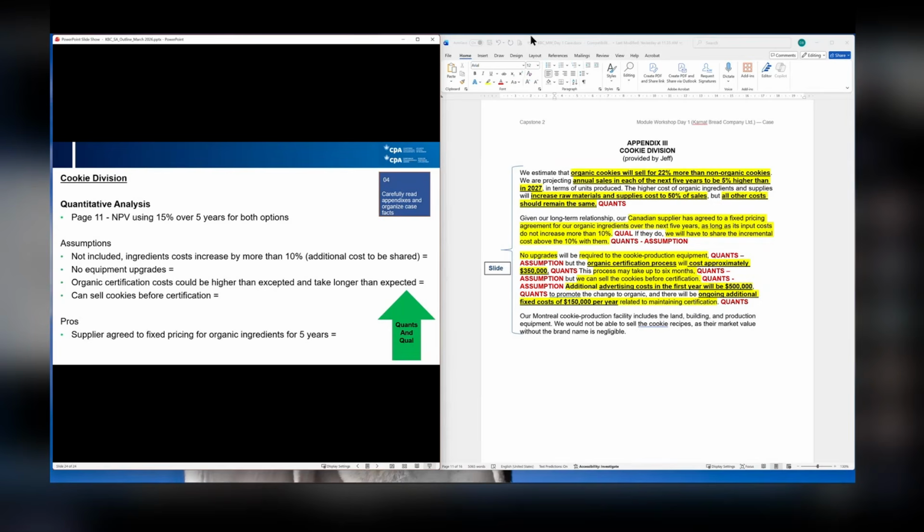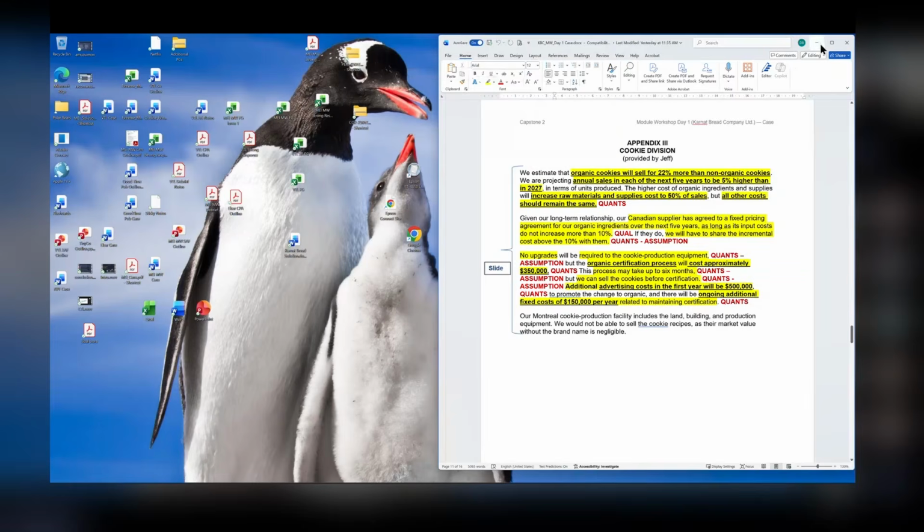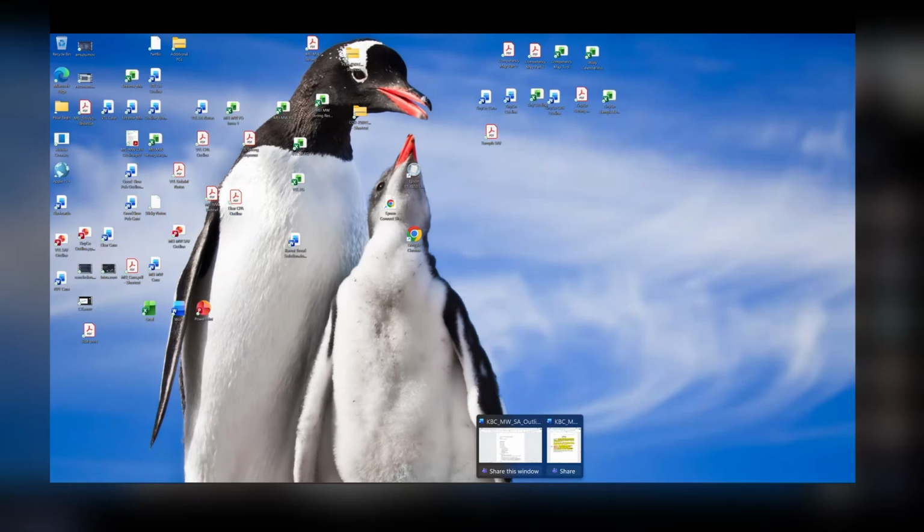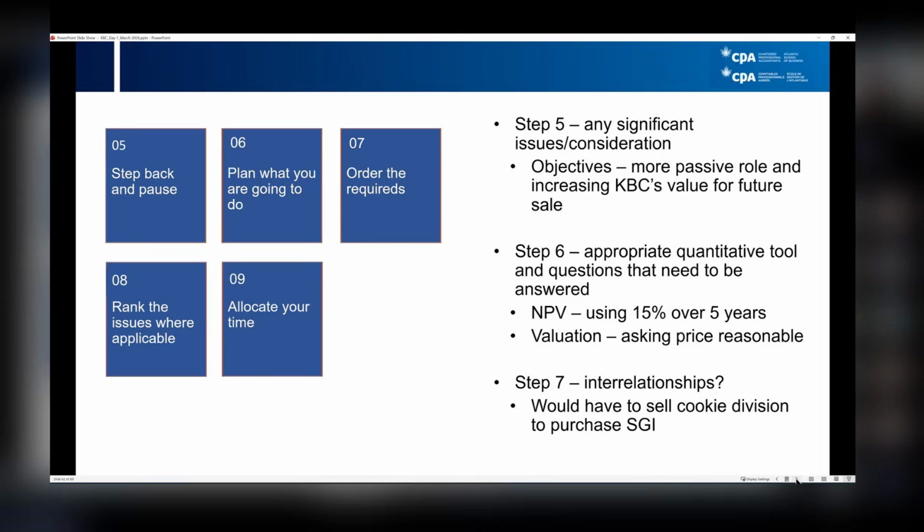So at this point, I have now completed a full situational analysis, and I've included the outline. So let's take a moment and kind of reflect on the final few steps. So step 5 is taking a step back and pausing. Are there any significant issues or considerations? Well, we've done this as we've gone along. If you use the best practice I'm sharing with you, this has already come to mind.